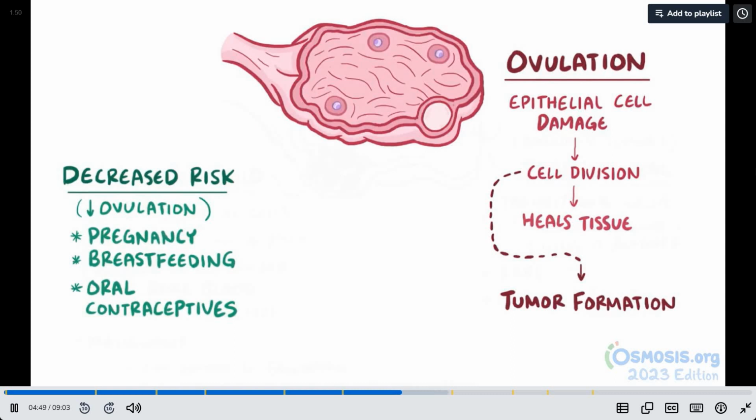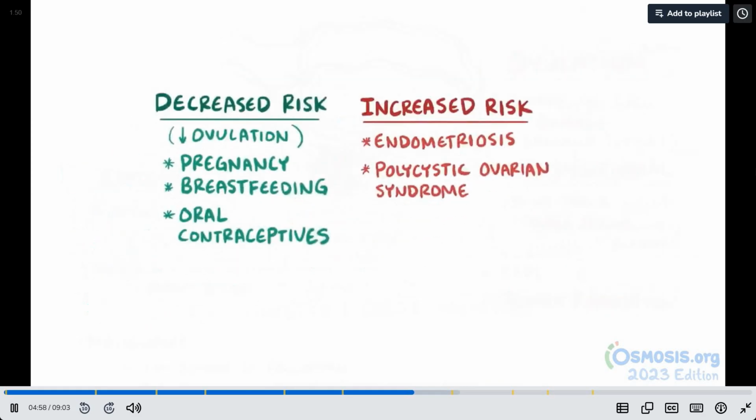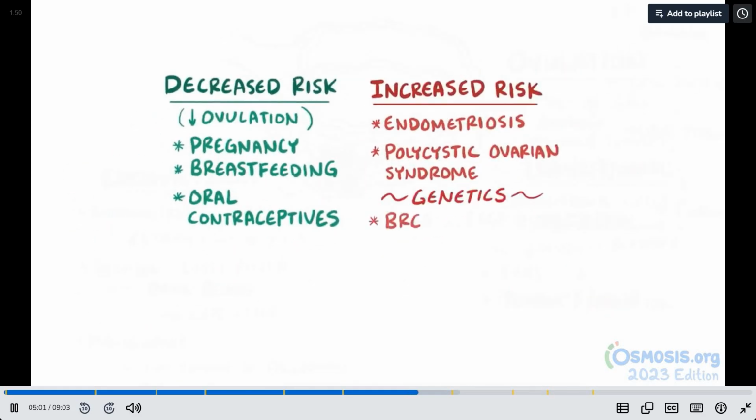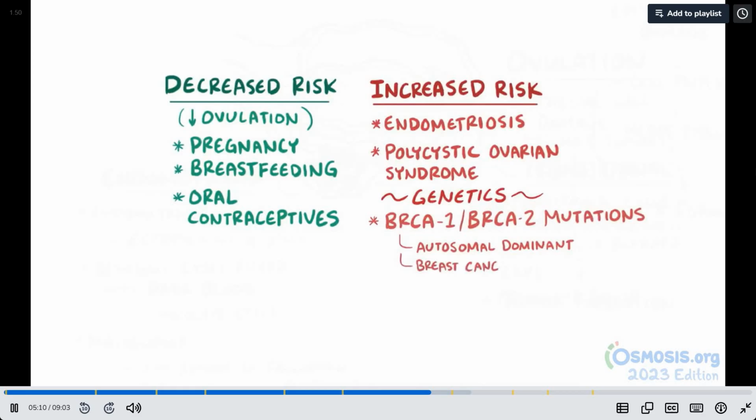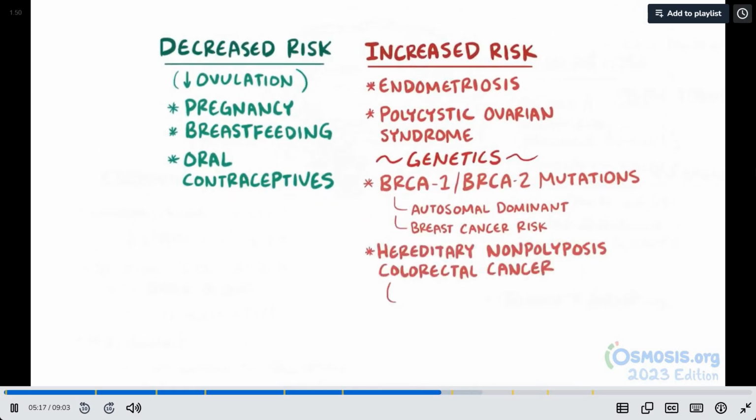On the flip side, some things that are associated with an increased risk include certain medical conditions, like endometriosis and polycystic ovarian syndrome. There are also some genetic risk factors, like having a BRCA1 or BRCA2 mutation, which are both autosomal dominant mutations, which in addition to ovarian cancer carry with them an increased risk of breast cancer. There's also hereditary non-polyposis colorectal cancer, also known as Lynch syndrome, which increases the risk of developing a number of cancers, including ovarian cancer.